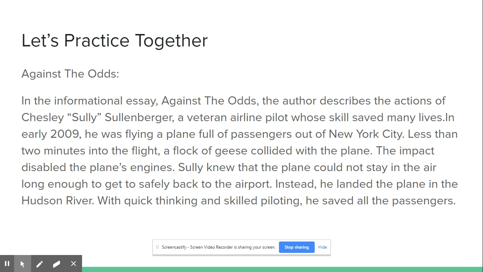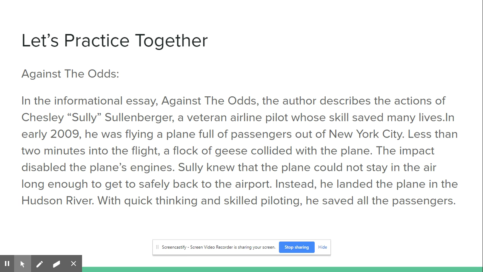So it says, "In the informational essay Against the Odds, the author describes the actions of Chesley 'Sully' Sullenberger, a veteran airline pilot whose skill saved many lives. In early 2009, he was flying a plane full of passengers out of New York City. Less than 2 minutes into this flight, a flock of geese collided with the plane. The impact disabled the plane's engines. Sully knew that the plane could not stay in the air long enough to get safely back to the airport. Instead, he landed the plane in the Hudson River. With quick thinking and skilled piloting, he saved all the passengers."